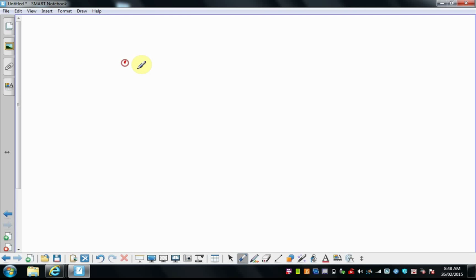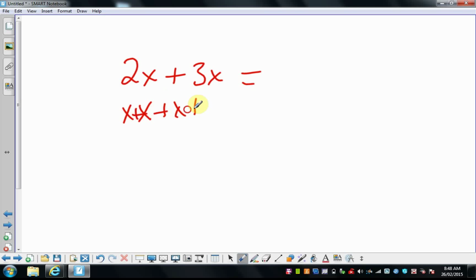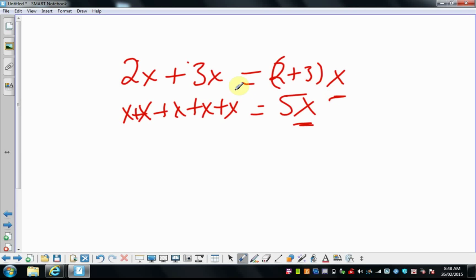And what we're going to do is collect like terms. So if you have 2x and 3x and you add them together, you have an x and an x, and you have an x and an x and an x. You have 2 x's and you have 3 x's, and together you have 5 x's. So what you do when you collect like terms, you add the coefficients or the constants together. So it's 2 plus 3, and you leave the variable as is. Don't make that x squared, don't make it 2x or any combination.